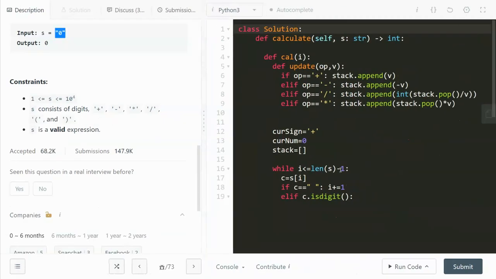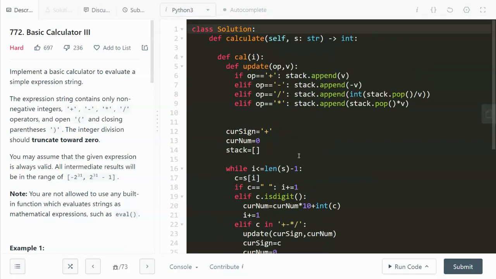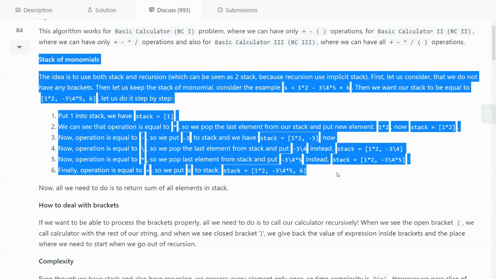Again, this is the same solution that works for basic calculator 1, 2, and 3. We're going to solve this using a stack. I did a little bit of research on the LeetCode discussion board, and this is how we're going to solve this. The idea is to use both a stack and recursion, which can be seen as two stacks, because recursion uses an implicit stack. And first, let us consider that we do not need any brackets.